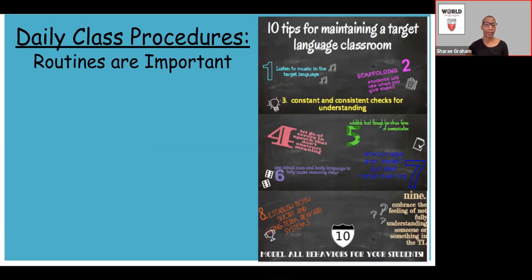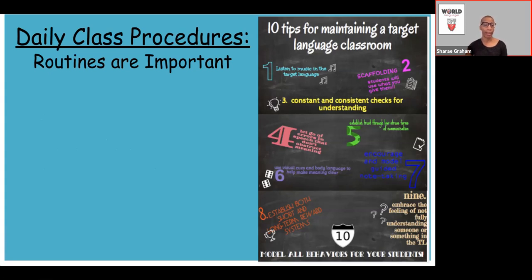Here we have some tips for developing routines to promote target language use in the classroom. I'd like to highlight a few of them. Number one, music. Creating playlists of music in the target language on platforms such as Spotify or Apple Music is a great way to expose students to music. Many teachers play songs from March Madness playlists at the beginning of class all throughout the school year. And over the course of the school year, the students become familiar with the melody of the song and some of the lyrics of the songs.